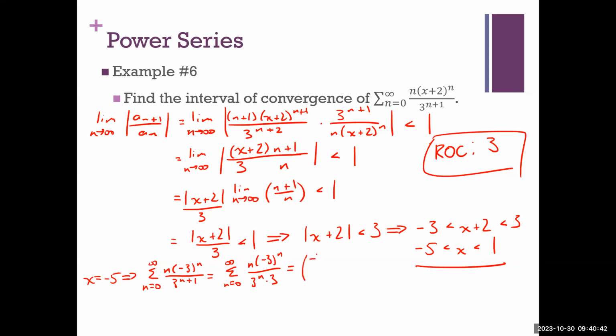So -3/3 to the power of n, the series, times n/3. So what does this become? It becomes -1 to the n times n/3.